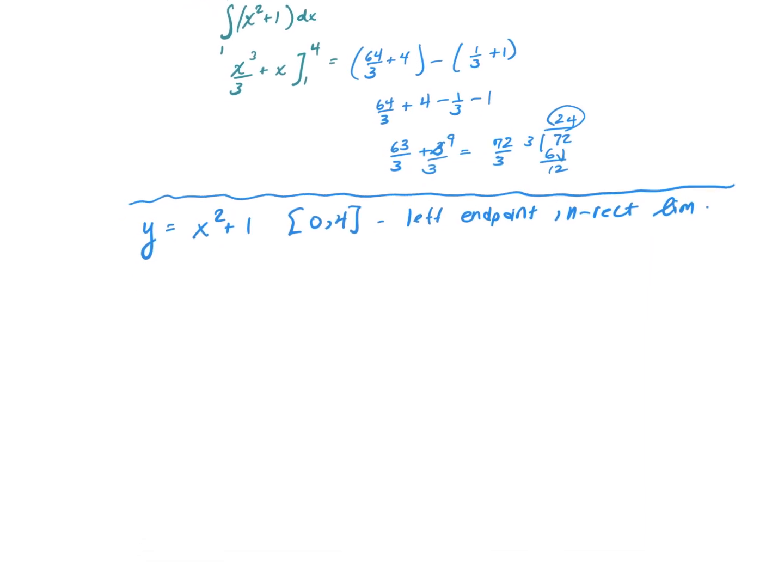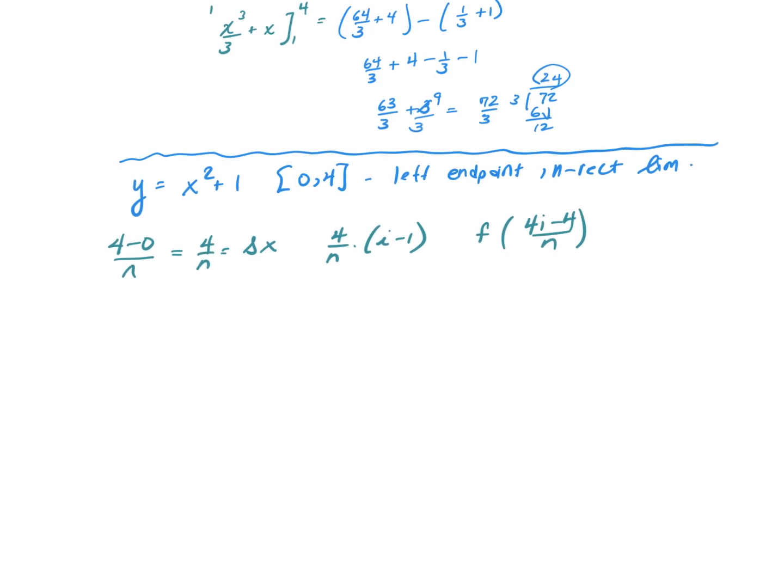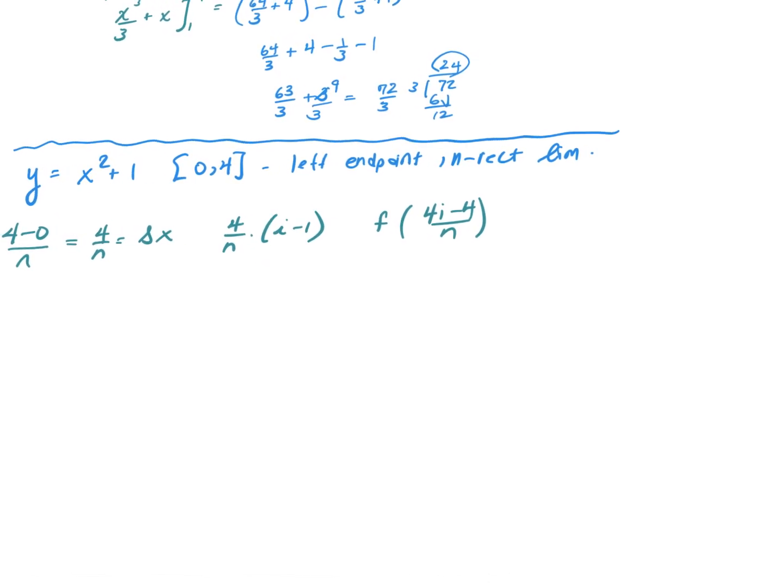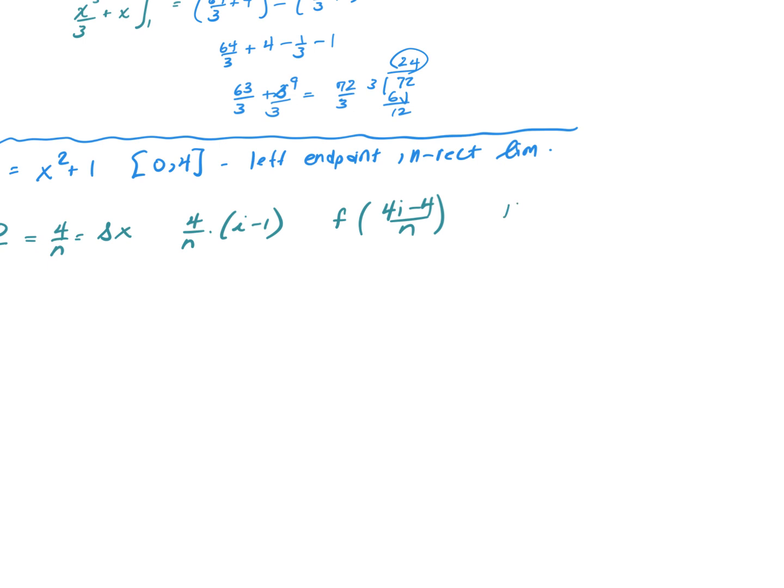All right, so we've got 4 minus 0 over n, which is 4 over n. That's going to be my delta x, and then it's going to be 4 over n times I minus 1, which would give me my heights here. So it's going to be f of 4I minus 4 over n. So I went ahead and I squared it off to the side. So we're going to get 16I squared minus 8I plus 16 over n squared, but then the plus 1, right?